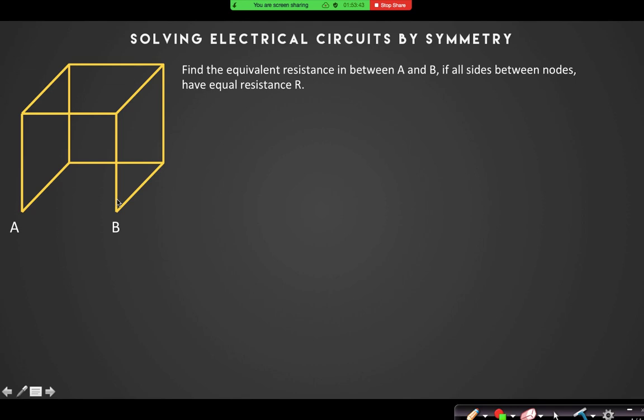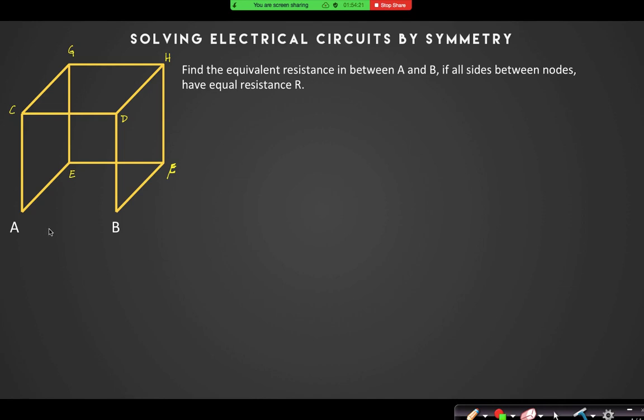Look, if I name this point C, this point D, this point E, this point F, and GH. Can you tell me which points have the same potential? C and E, and D and F. GH and EF. Yes, GH and EF. And C and D. Yes.